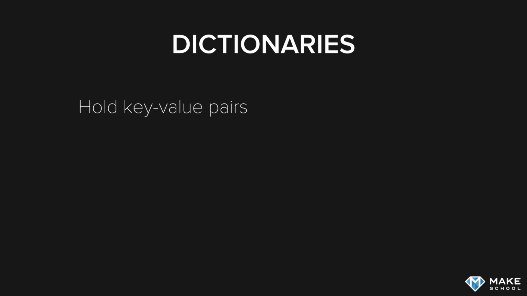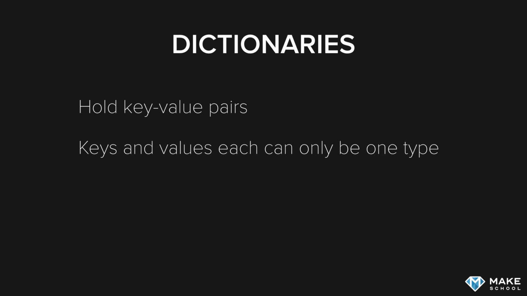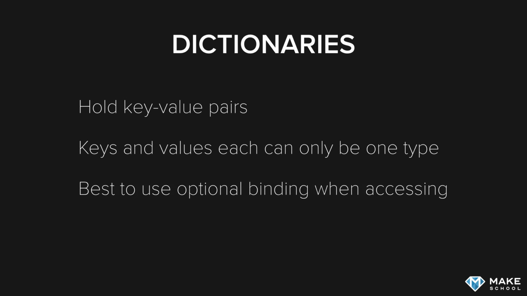A lot like arrays, dictionaries are singly typed. This means that every single key needs to be the same type, and every single value needs to be the same type. So you can have a dictionary that goes string to string, or string to integer, or integer to string, whatever you want, but all the keys need to be the same type, and all the values need to be the same type. You should also keep in mind that it is best practice to use optional binding when accessing values in a dictionary. This is because if the key does not exist in the dictionary, then the value that is returned is going to be nil. So to be totally type safe, since we're getting an optional back, we really do want to use optional binding. So let's look at some examples.